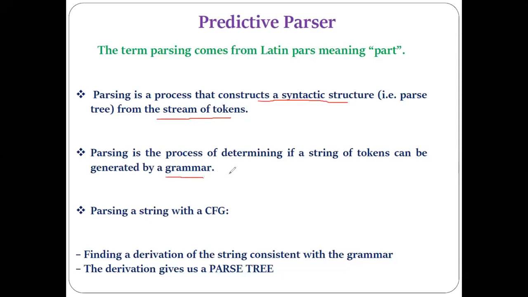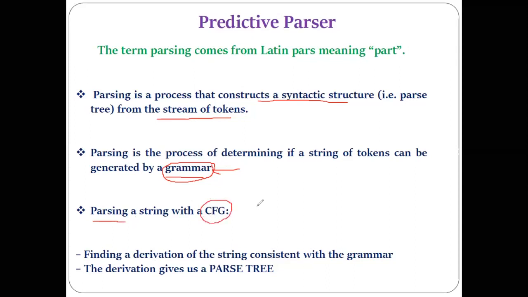We can say parsing is the process of determining whether the stream of tokens forms a sentence that is grammatically or syntactically correct, whether the syntax of that particular sentence is correct or not, and that is checked with the help of the grammar. And as all of you know, in order to construct the syntax analyzer, we utilize the context-free grammar for the higher level language. So in order to do the parsing, we have to utilize the context-free grammar.